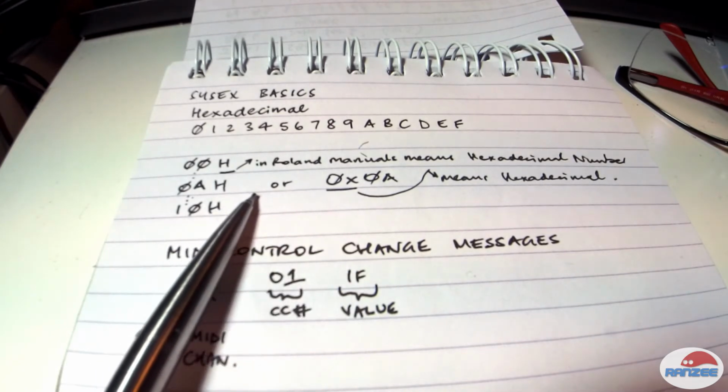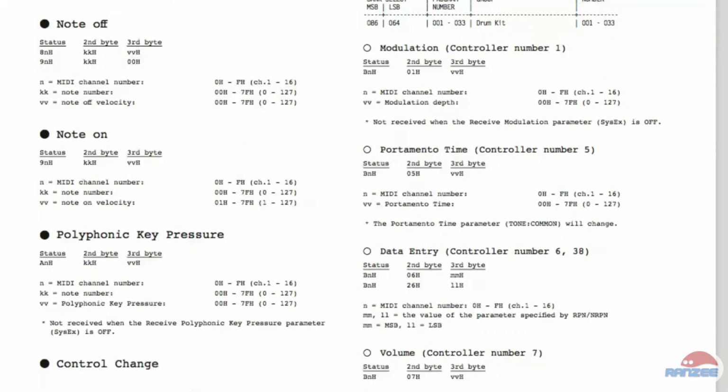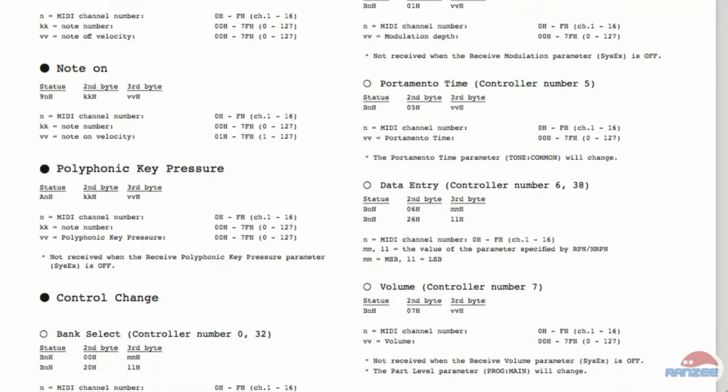Let's just have a quick look at the Roland manual. And you can see here this 8nH. The letter H just means that is a hexadecimal value. Notice that in the manual, everything in here with hexadecimal values are pairs.